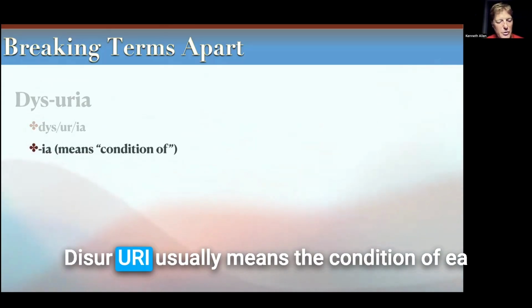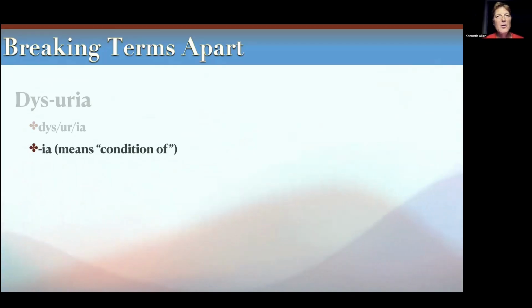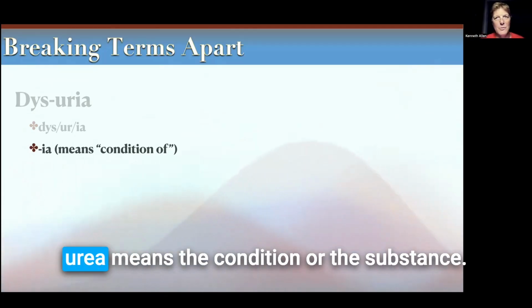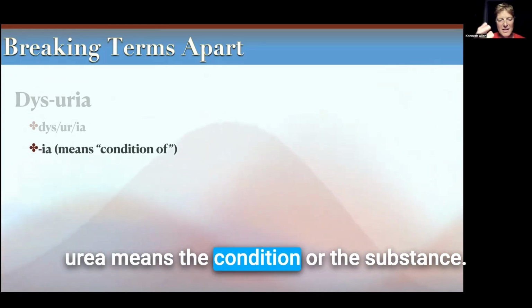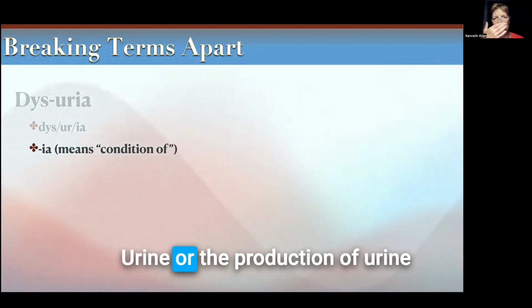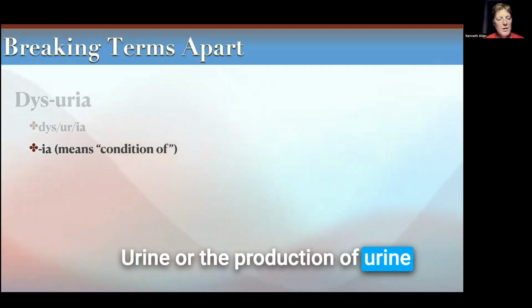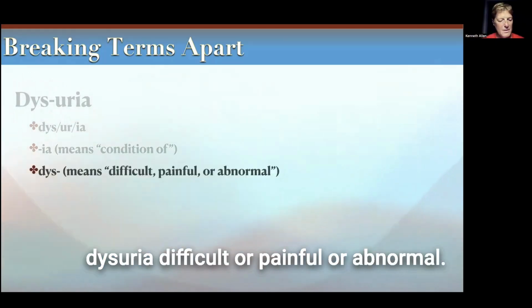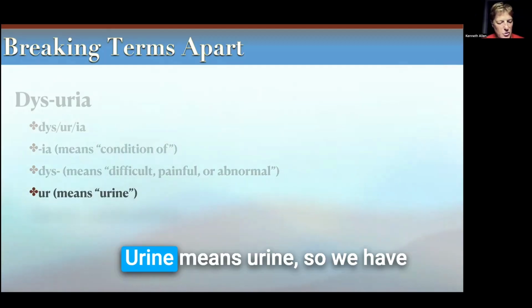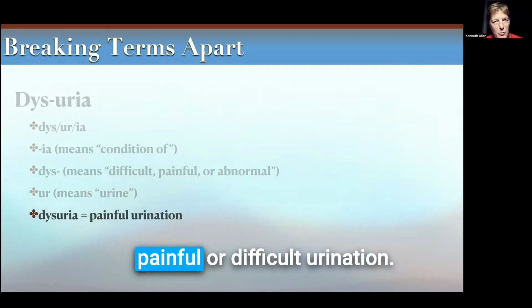Dysuria usually means the condition of urine, but now we take out the in, and urea means the condition or the substance of urine or the production of urine. Dysuria, difficult or painful or abnormal. Urine means urine, so we have painful or difficult urination.